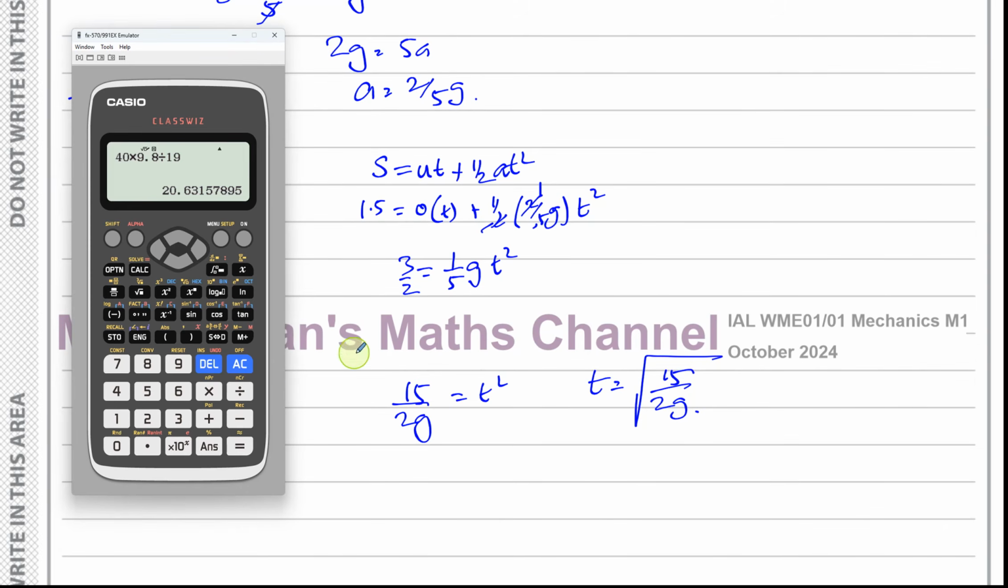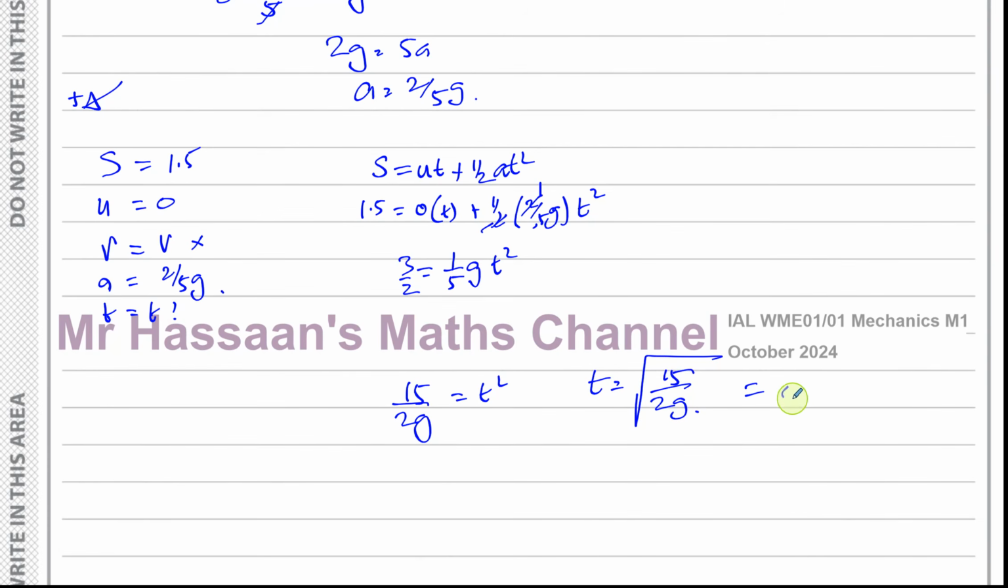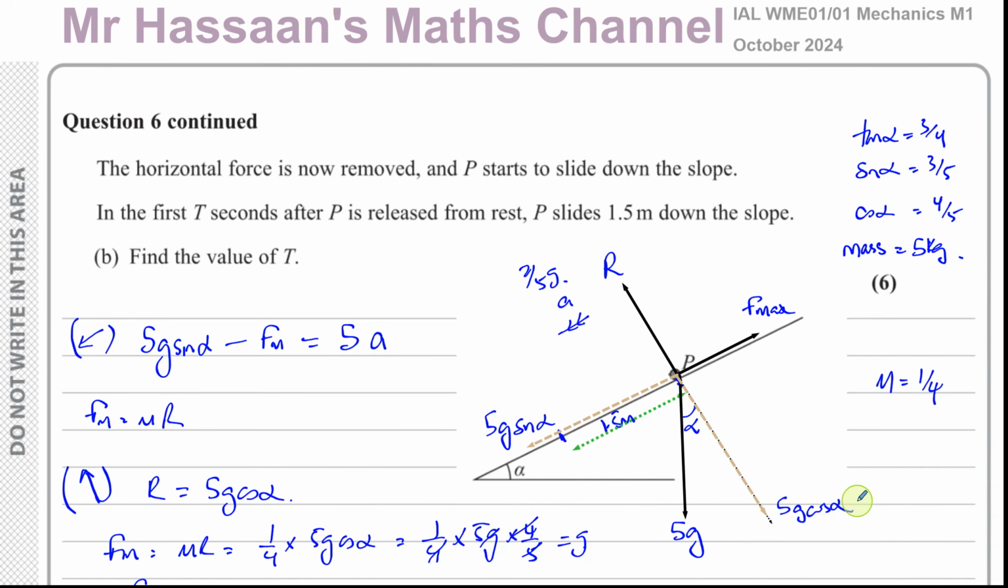So let's work out what it gives us. We're going to have the square root of 15 over 2 times 9.8. And that gives us 0.874 seconds. That's the answer to this question 6 part B.